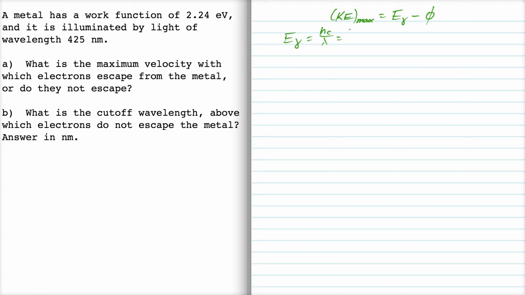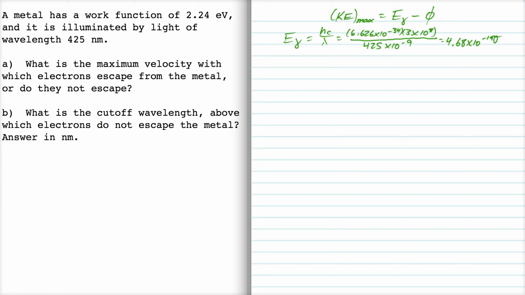We're given the wavelength, so let me write that out. There's h and there's c, and lambda is given to be 425 nanometers. Okay, so that works out to be 4.68 times 10 to the minus 19 joules.